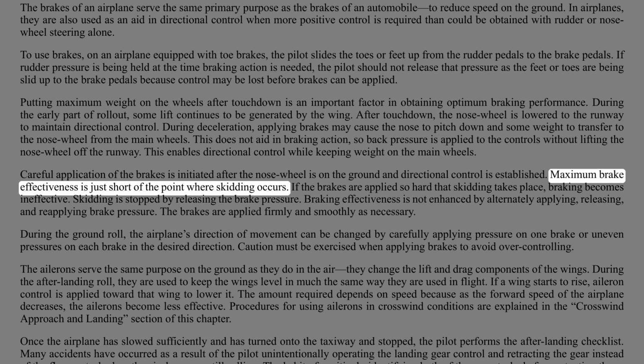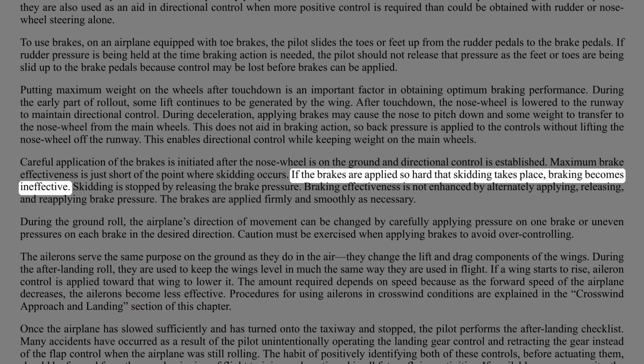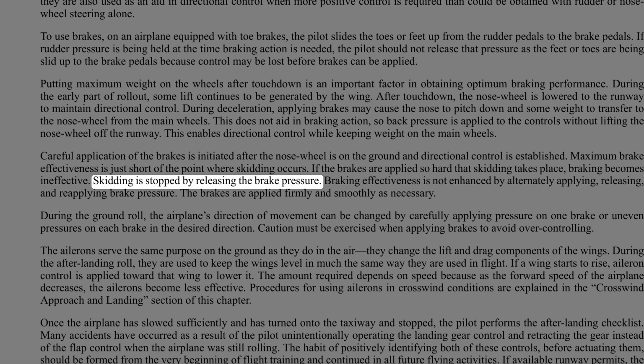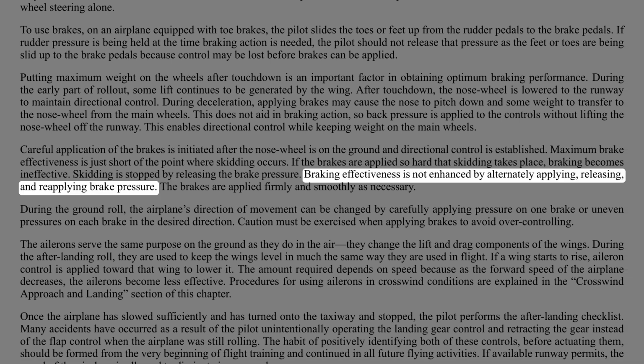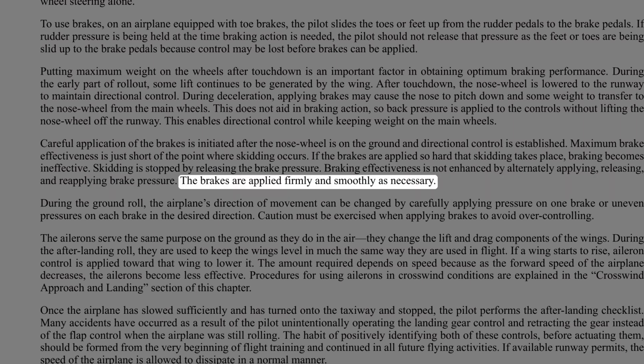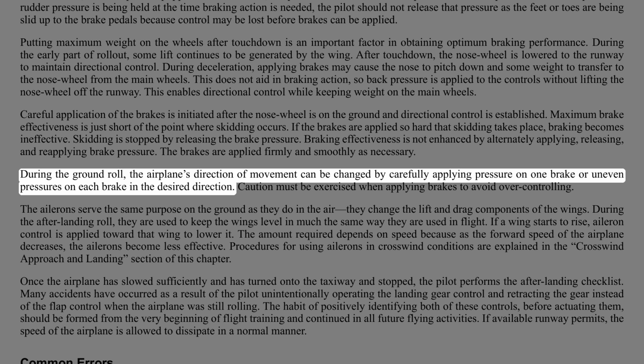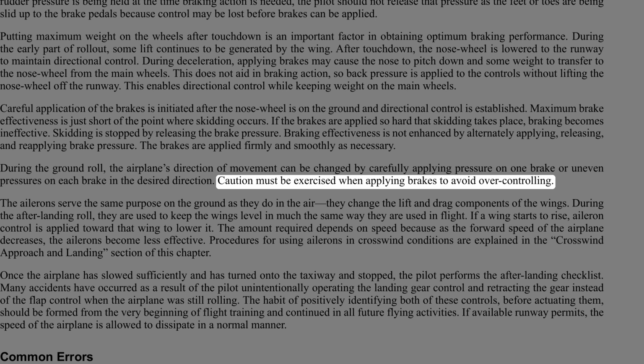Maximum brake effectiveness is just short of the point where skidding occurs. If the brakes are applied so hard that skidding takes place, braking becomes ineffective. Skidding is stopped by releasing the brake pressure. Braking effectiveness is not enhanced by alternately applying, releasing, and reapplying brake pressure. The brakes are applied firmly and smoothly as necessary. During the ground roll, the airplane's direction of movement can be changed by carefully applying pressure on one brake or uneven pressures on each brake in the desired direction. Caution must be exercised when applying brakes to avoid over-controlling.